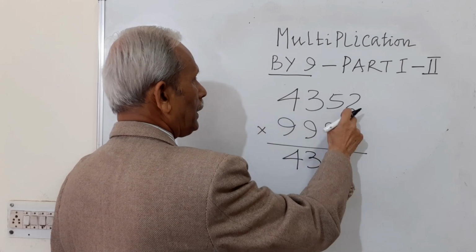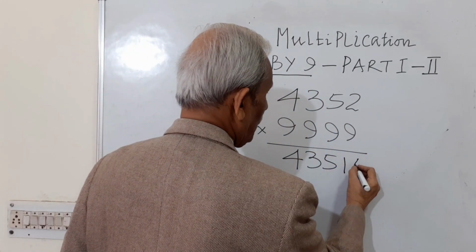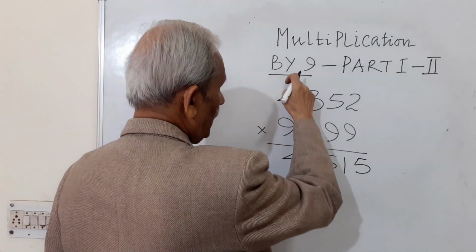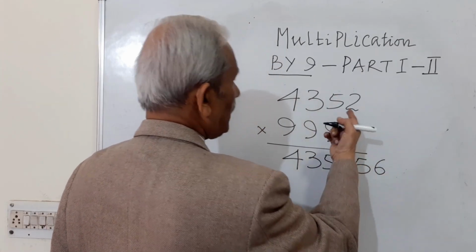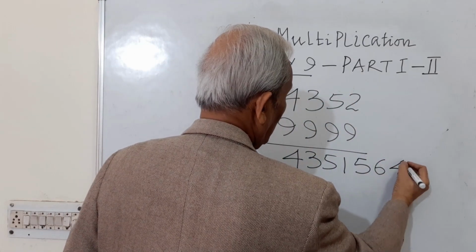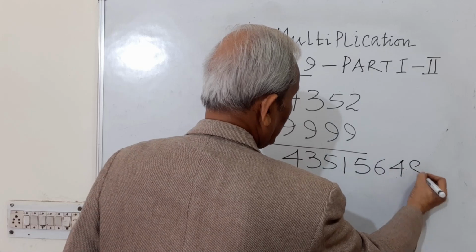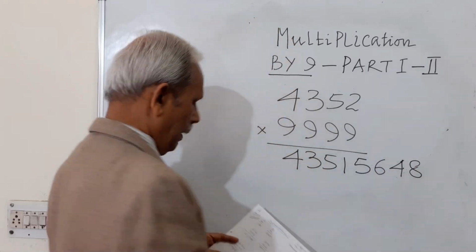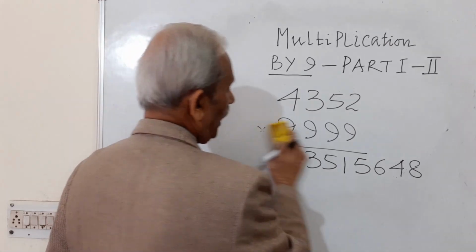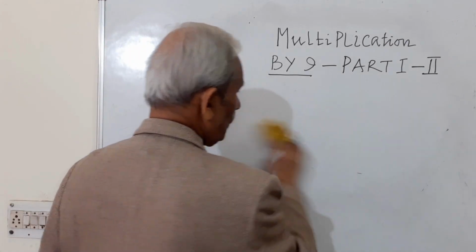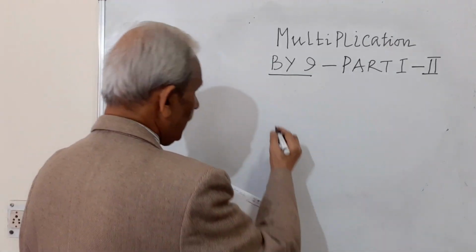And complement of this: 9 minus 4 is 5, all from 9, last from 10. 9 minus 4 is 5, 9 minus 3 is 6. You can do it mentally. 9 minus 5 is 4 and 10 minus 2 is 8. So 4351 5648. Right? It's quite simple, you know, that I'll just show you an example where I'm not writing anything.